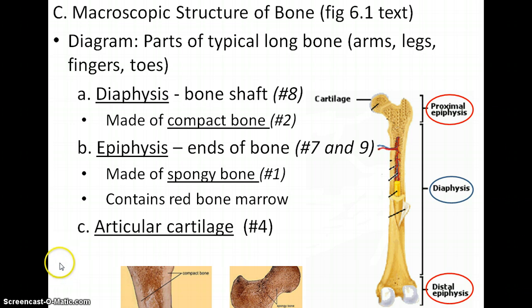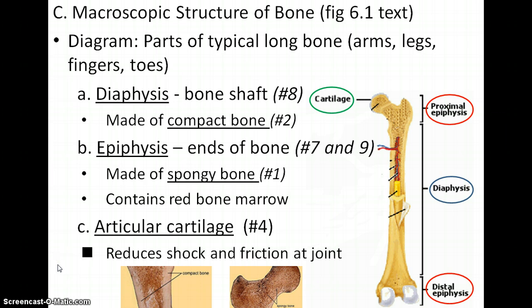It's number 4 on your diagram, and you can see it up here at the top. It's actually located at both the proximal epiphysis and the distal epiphysis. This is cartilage that coats the ends of the bone, and it helps to reduce shock and friction at the joint.